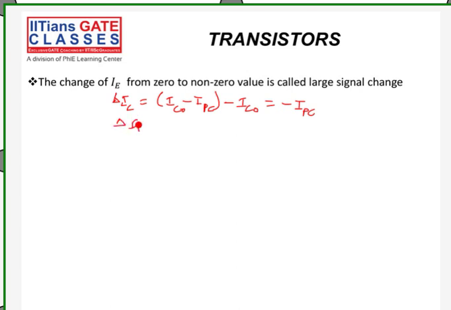And delta IE is equal to IE minus 0, that is equal to IE only. So I can write alpha now as IPC divided by IE, and it is a plus sign. So alpha equals IPC divided by IE. So I can write IPC divided by IP into IP divided by IE.